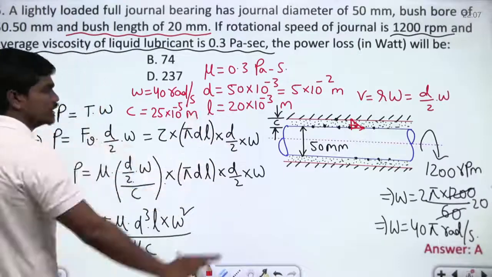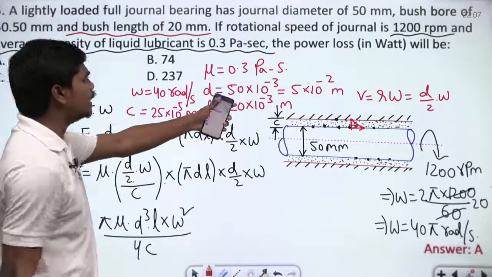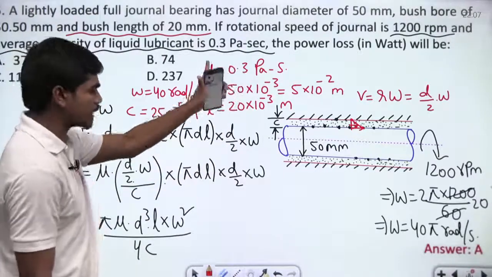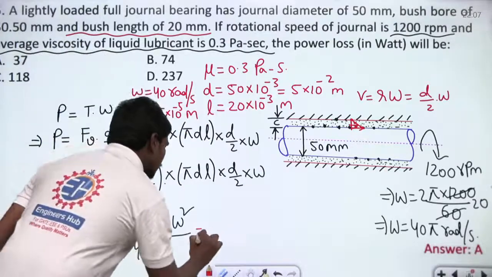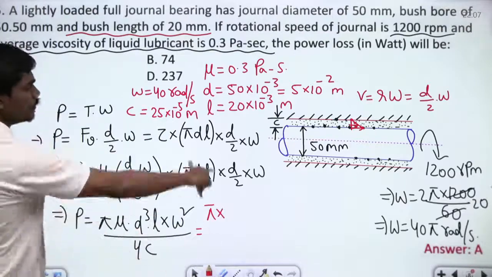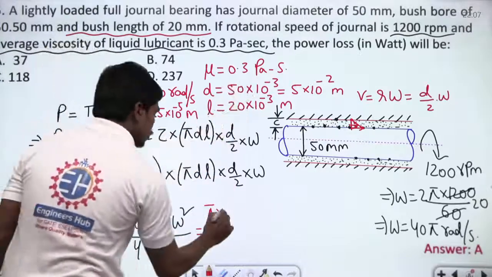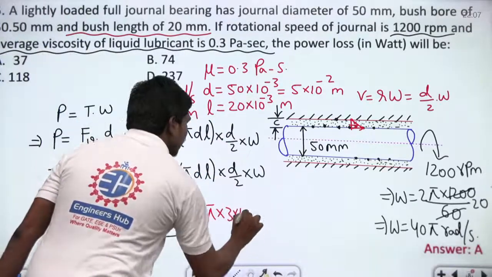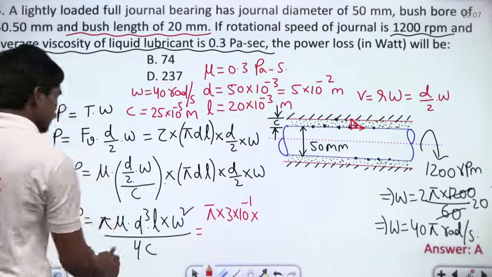Let us substitute all these things. I hope all of you are clear till this point, how we have obtained all these data points. Correct? So if you have obtained all these data points, let us substitute. Pi into mu. What about mu? Mu we have seen is just 0.3, so 3 into 10 to the power minus 1. This is also fine. Into then d cube.